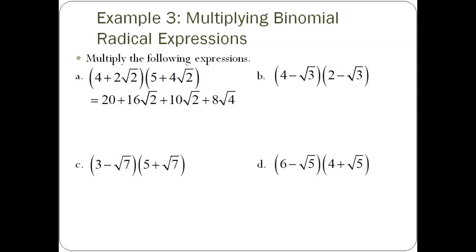Now we want to see if there's anything we can simplify here. Now definitely the square root of 4 at the end, that's a perfect square. So that's the same as 8 times 2, which is equal to 16. And then lastly, we can combine anything that has the same radical. In this case, the 16 root 2 and the 10 root 2 can be combined. And then the 20 and the 16 can be combined. So we have 36 plus 26 root 2.